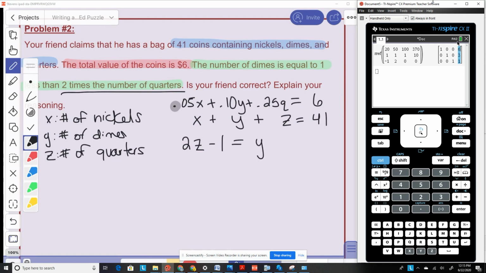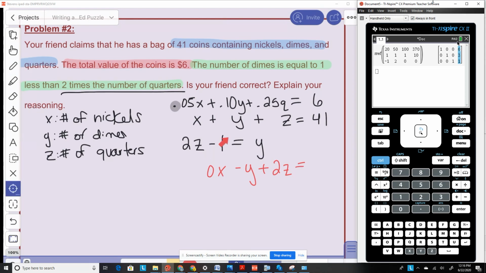So my first two equations are written in standard form. The last one's not. So I need to write the last one in standard form. I'm going to go ahead and line up my Z's. How do I get rid of a positive Y? I'm going to subtract Y on both sides. I don't have any X's. Now I need to get this negative 1. I need to eliminate it from this side and add it to this side. So this side had nothing left because I already got rid of the Y. So I'm going to have a positive 1.